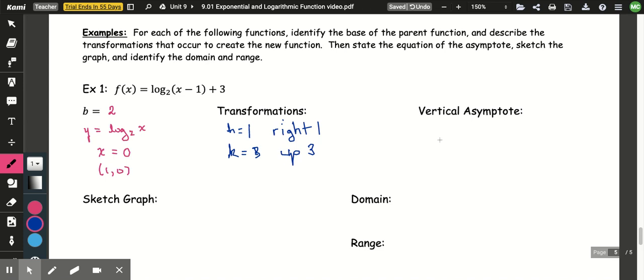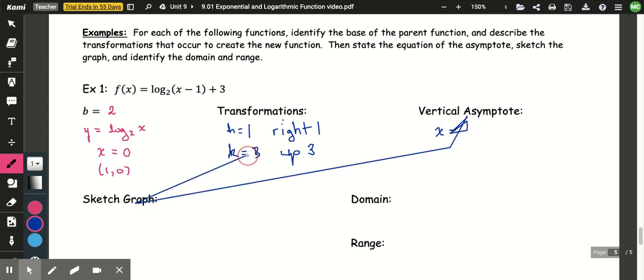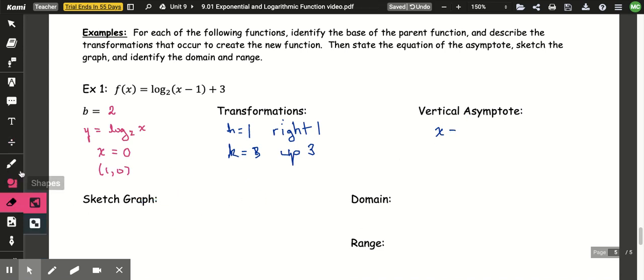Okay, the vertical asymptote is going to be affected by any horizontal translations, because if you take a vertical line and you shift it up or down, it doesn't change. But if you shift it right or left, it does. So if I take x equals 0 and I shift it to the right 1, well, that would move it to x equals 1. So my vertical asymptote on this one, wow. Having major pen problems today. Let me try that again. Okay, so x equals 1.